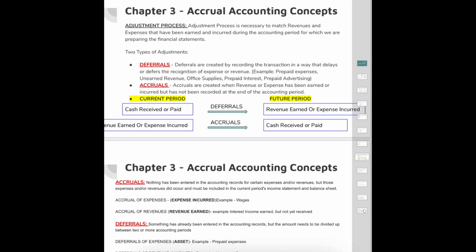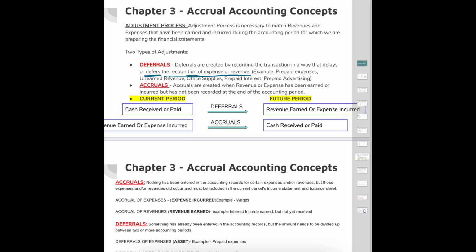There are two types of adjustments: deferrals and accruals. What are deferrals? Deferrals are created by recording the transaction in a way that delays or defers the recognition of expense or revenue. Now here, by defer, we are not referring to deferral of money. We are referring to deferral of recognition of expense and revenue. Okay.